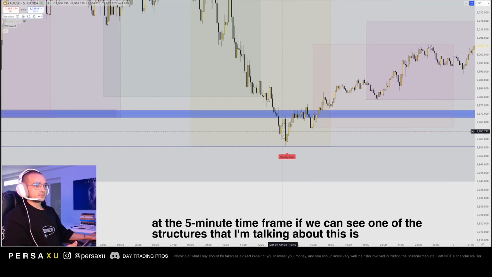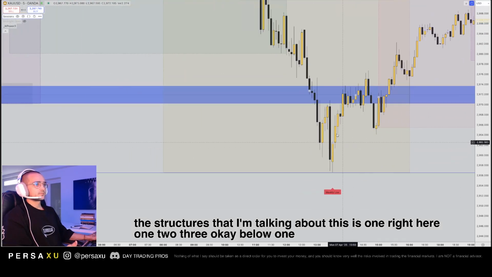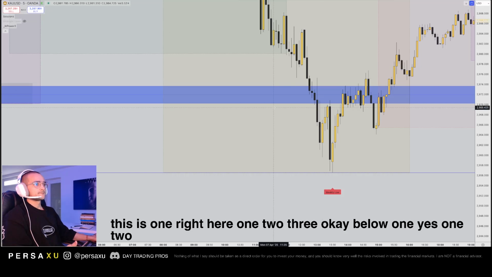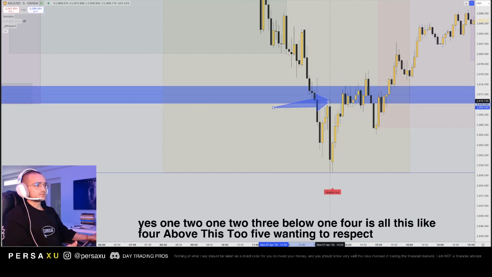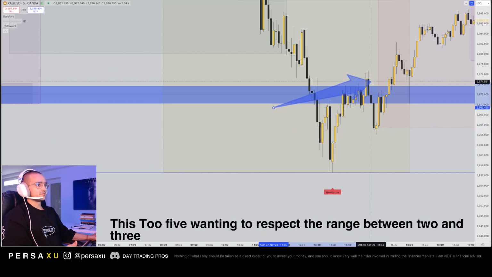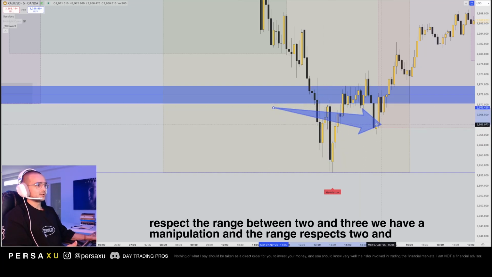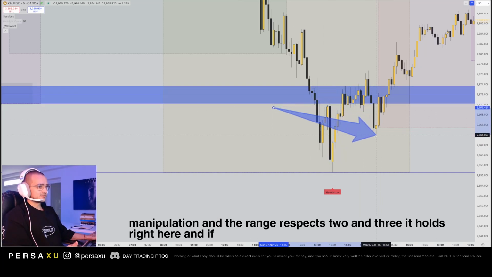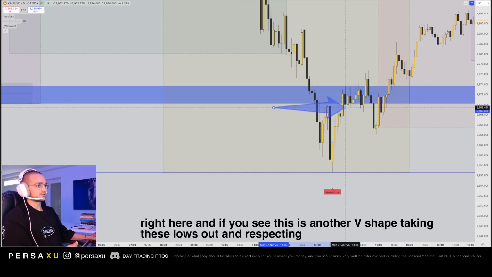This is one right here, 1, 2, 3, okay, below 1. Yes, 1, 2, 1, 2, 3 below 1, 4 is all this, like 4 above this 2, 5 wanting to respect the range between 2 and 3. We have a manipulation and the range respects 2 and 3. It holds right here. And if you see, this is another V shape, taking these lows out and respecting in the future. You see that?